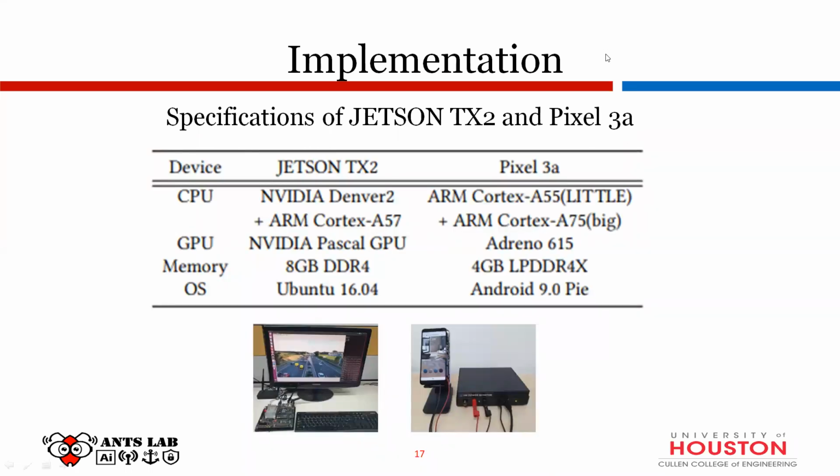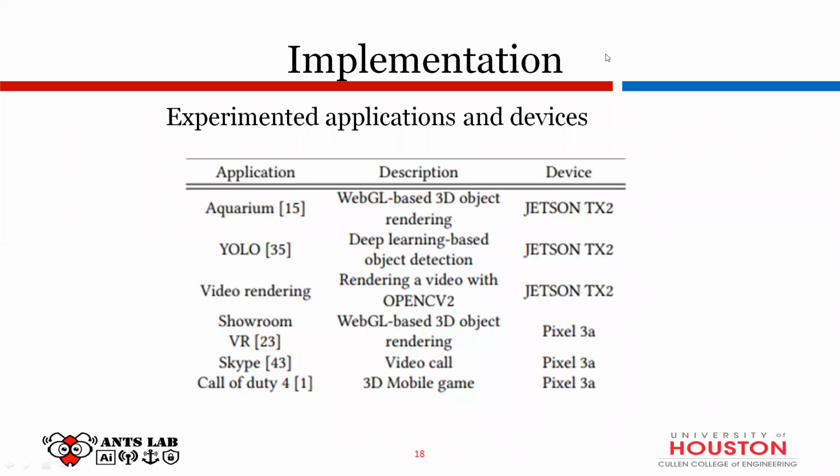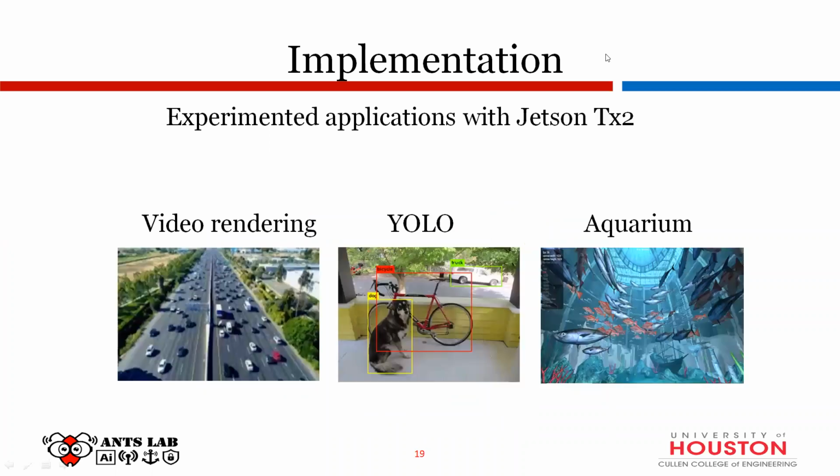The implementation goes on with the two devices we'll be using. The first one is the Jetson TX2, which is in the left picture. And there is the Pixel 3a, which is in the right picture. There are six types of experimented applications here. The first three run on the Jetson TX2 device, and the other three run on the Pixel 3a. So there are six of those, and we'll be talking about them now.